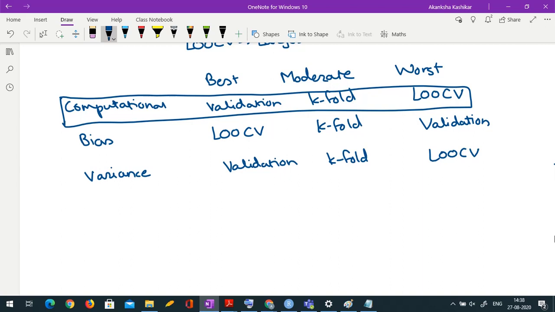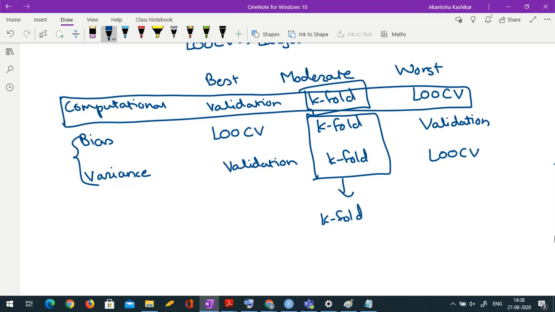So, if I want to base my decision on these two, k-fold is going to give me a trade-off between bias and variance, because in k-fold both are moderate. So, generally, k-fold is preferred. And of course, an additional advantage is that k-fold gives me moderate computational effort also. Hence, in a general setup, if you don't have any specific requirements, the k-fold approach is preferred.